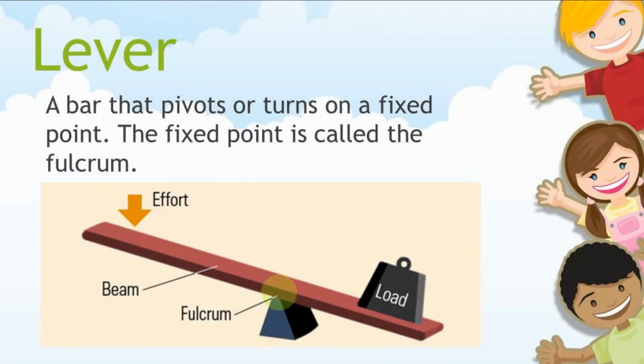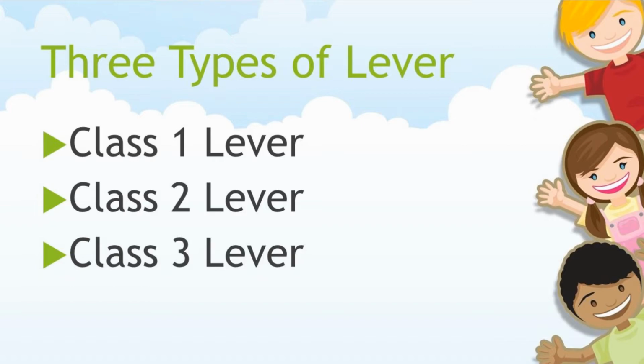A lever has 4 parts: a beam, fulcrum, effort, and the load or resistance. There are 3 types of lever: Class 1 lever, Class 2 lever, and Class 3 lever. The classification is based on the position of the fulcrum, effort, and resistance or load.